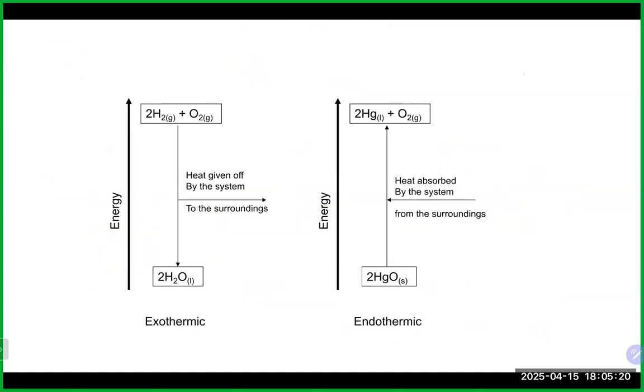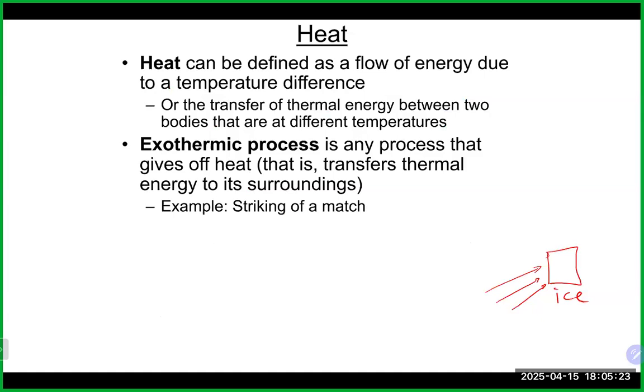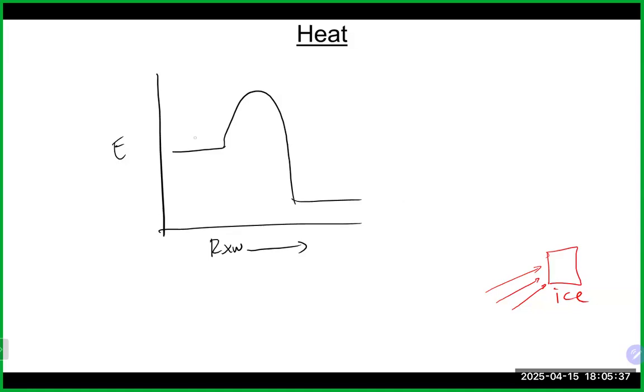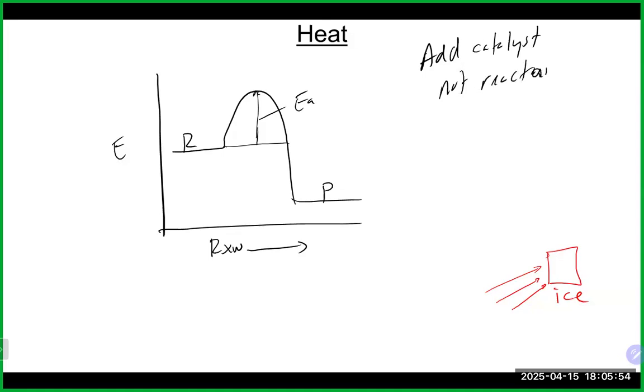Now, when we do have a chemical reaction, there is one way that we can sometimes speed up a chemical reaction, as you may remember. Here we have our reactants and our products, and this is our activation energy. Now we could add a catalyst. A catalyst is not a reactant. It is not a product. And it does not get used up in the reaction.